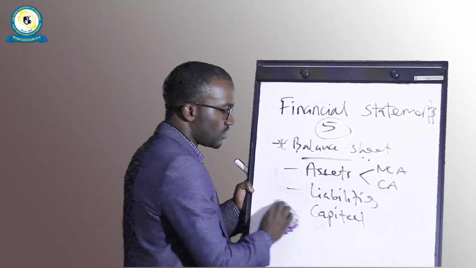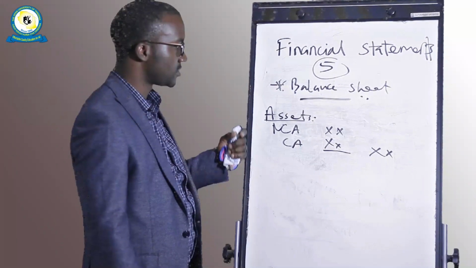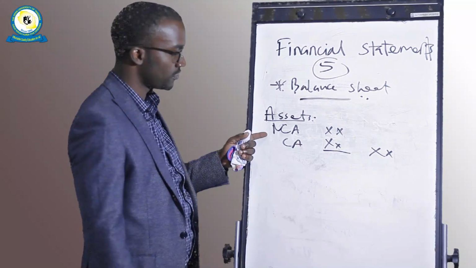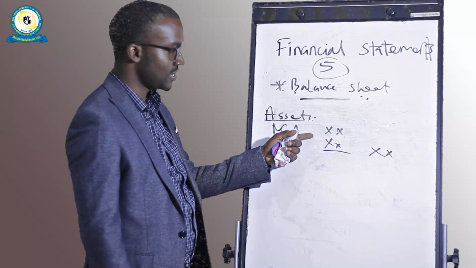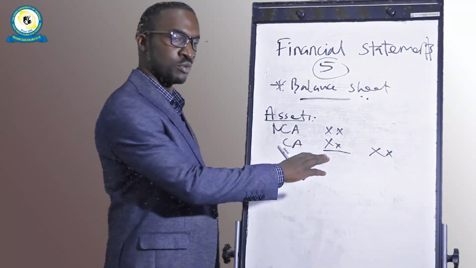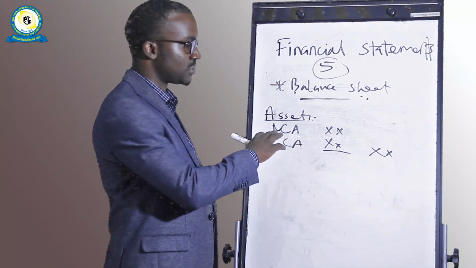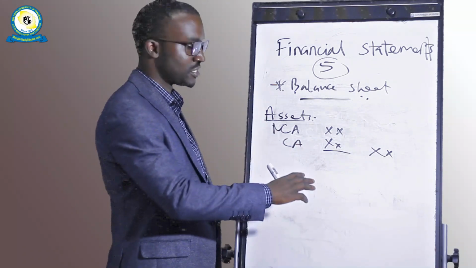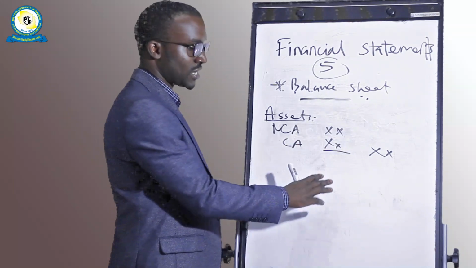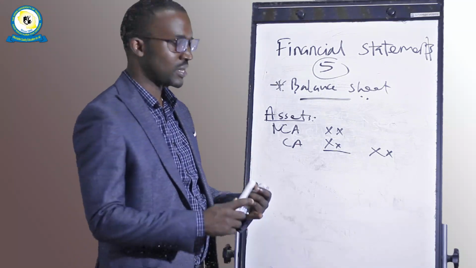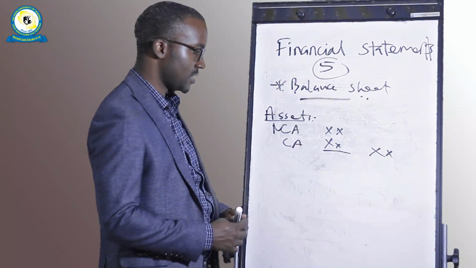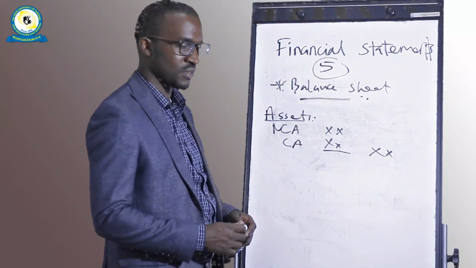Now let me also give you a format. This is the format of a balance sheet. You have to start with assets. We have non-current assets and current assets. So you put non-current asset items, for example buildings, land, fixtures and fittings. Then you have the total of non-current assets and the total of current assets. Under current assets, we have cash equivalents, debtors, prepayments, and other elements that fall under the classification of current assets.